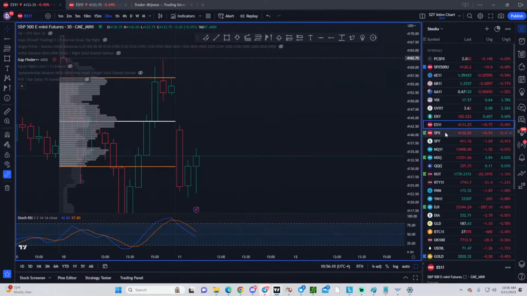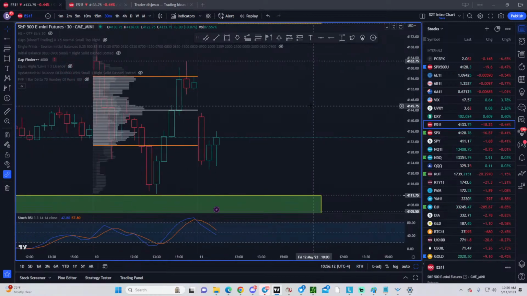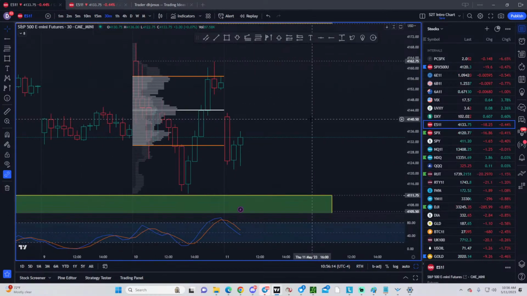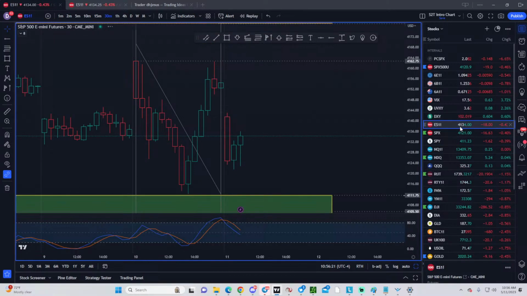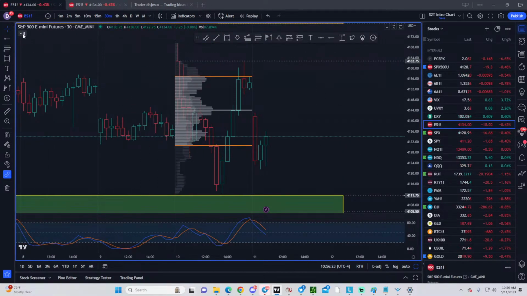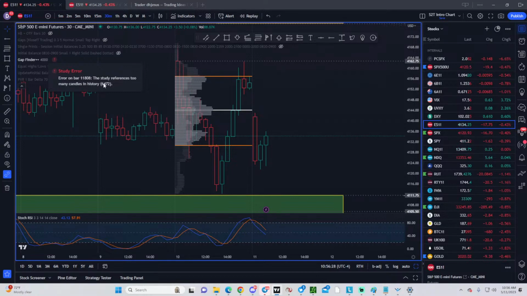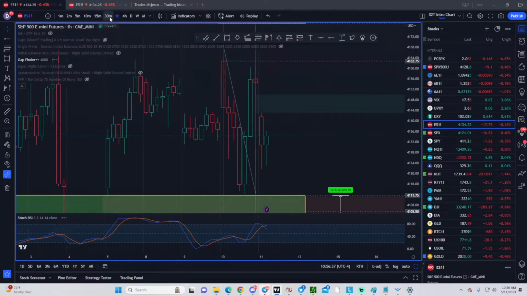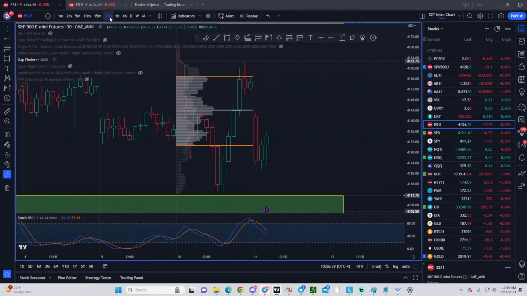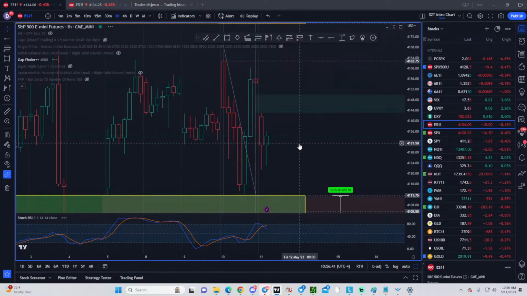What you can do is, let me wait until the thing loads up. Sometimes this indicator doesn't load properly. Okay, so I've got to get fewer candles. It's too many candles according to the study.